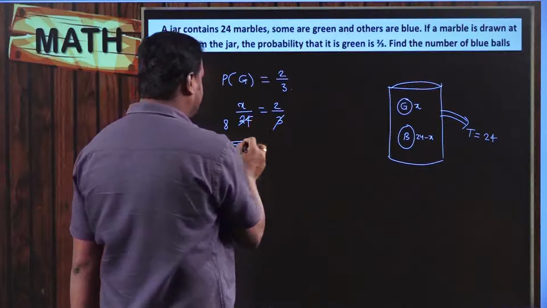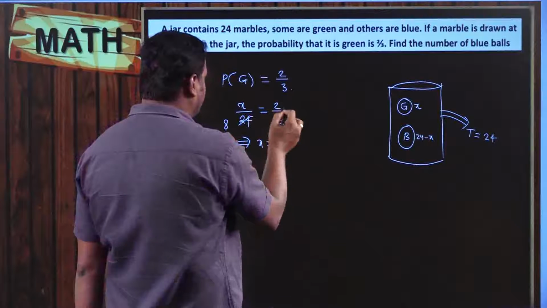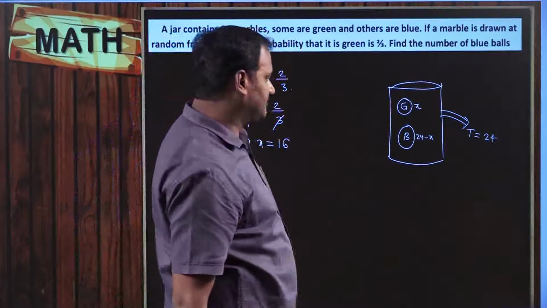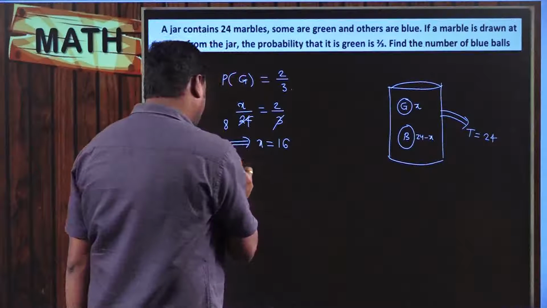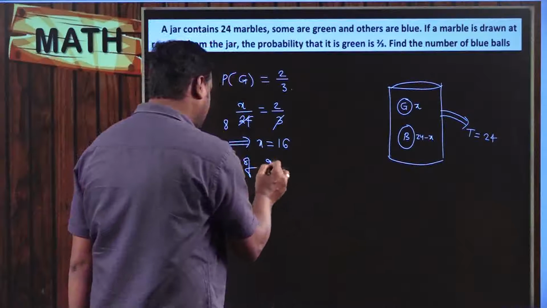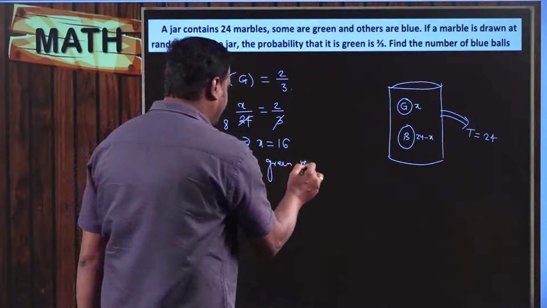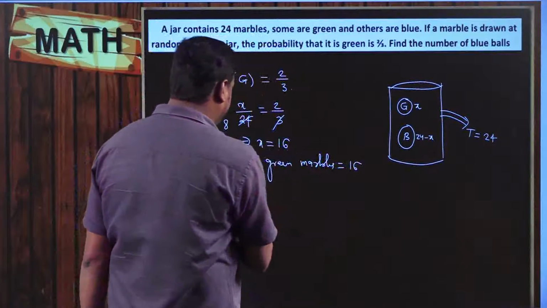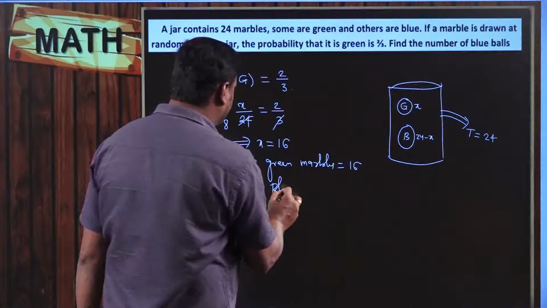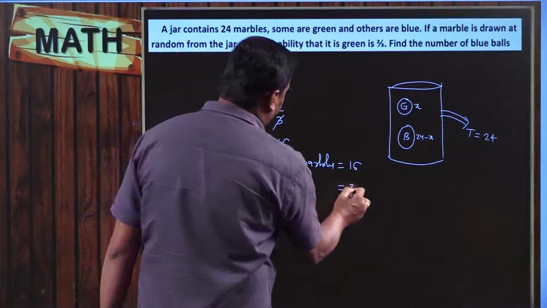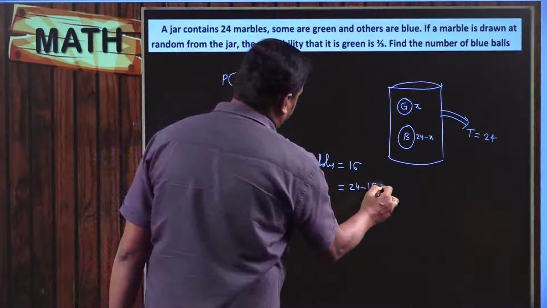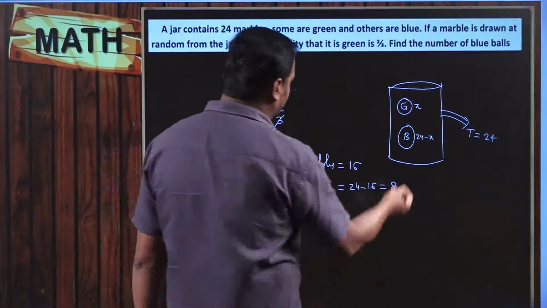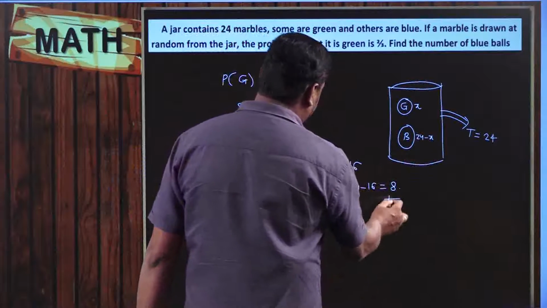3 8s are 24. By cross multiplication you get X equal to 8 2s are 16. It means the number of green marbles is equal to 16. And the number of blue marbles is 24 minus X, which is 24 minus 16, equal to 8. So the number of blue marbles is 8.